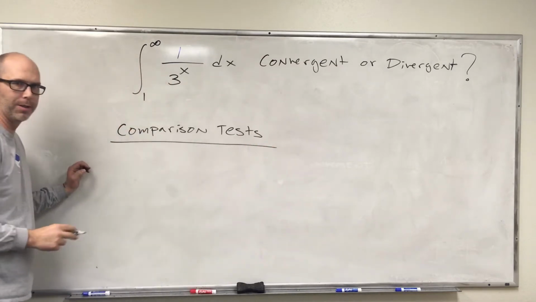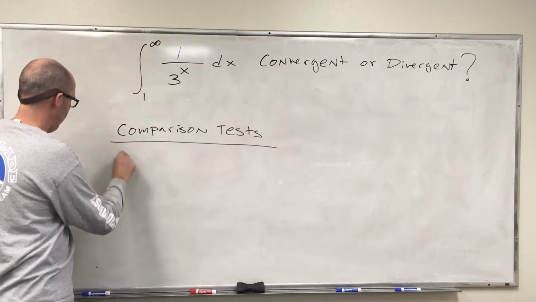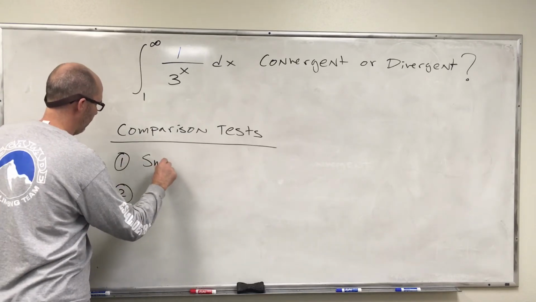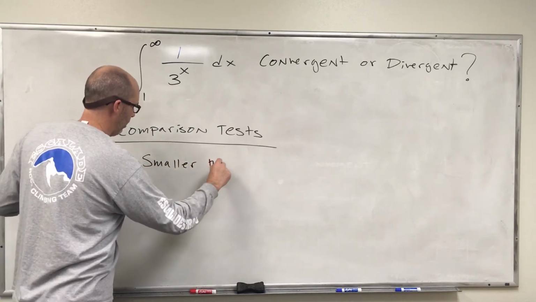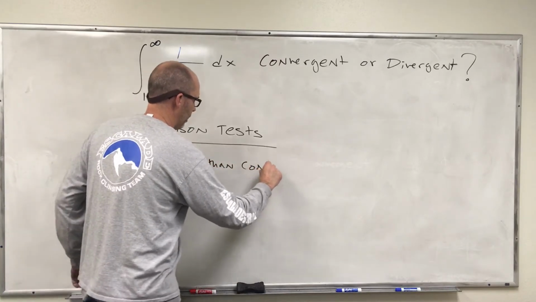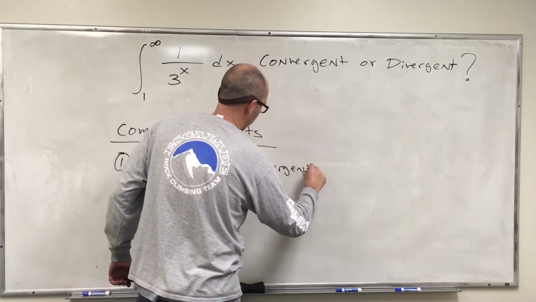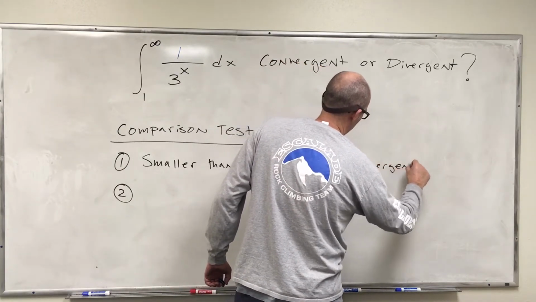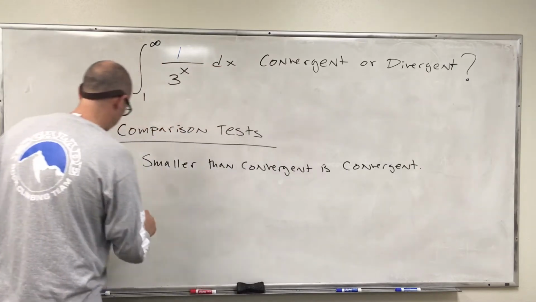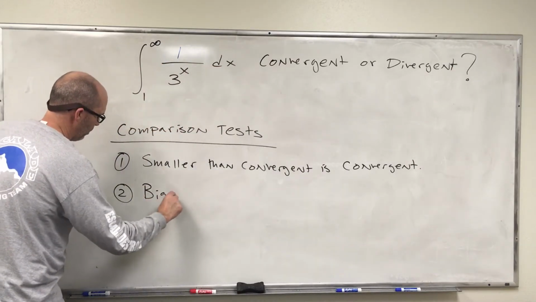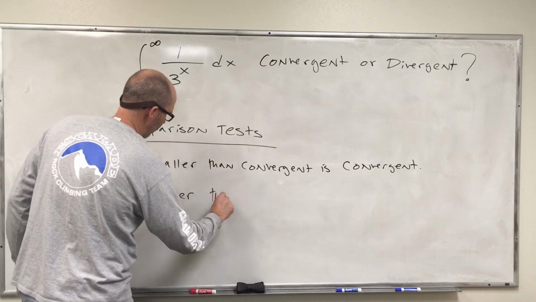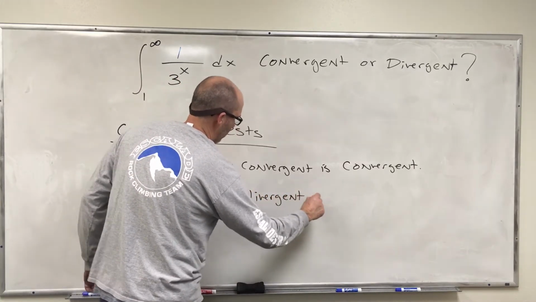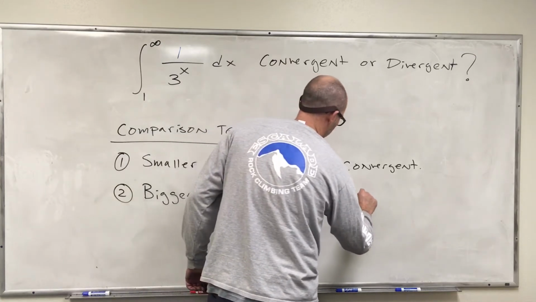All right, comparison tests. Smaller than convergent is convergent. Bigger than divergent is divergent.